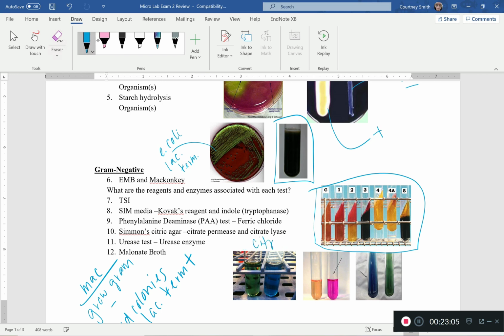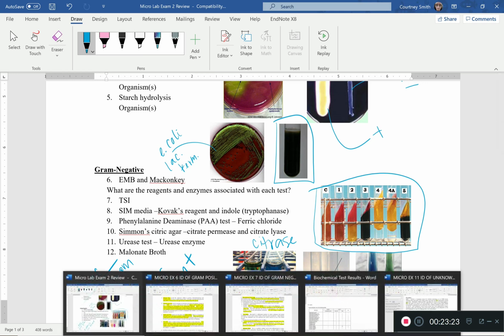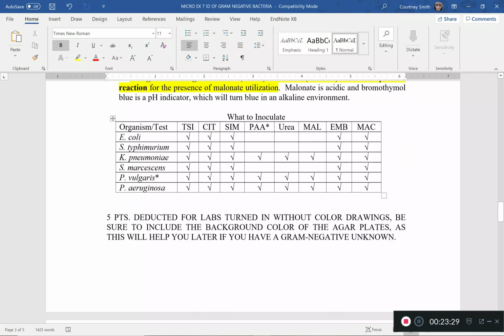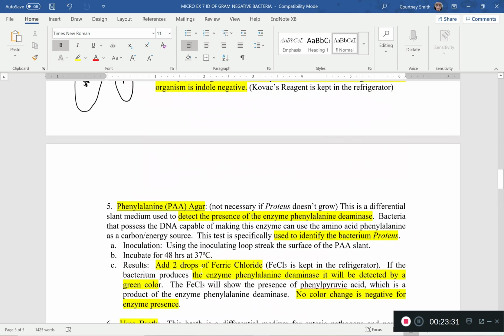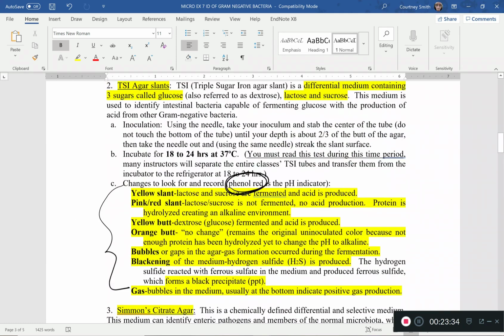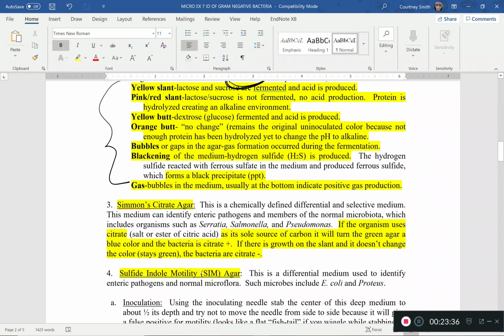So citrase is also another way to put it. But those are the two enzymes that it looks for. And then the pH indicator for Simmons citrate is bromothymol blue or something. Sorry guys, bad joke. So let me go ahead and pull it up so you can see what crazy word I'm talking about, since I can't speak English.